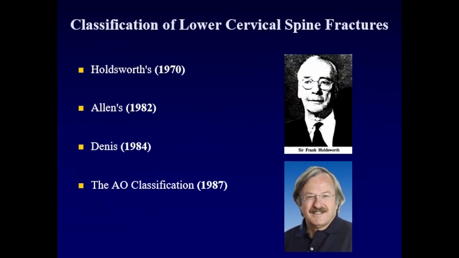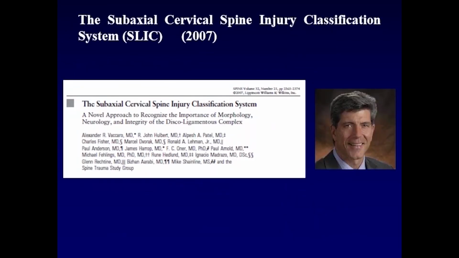Lower cervical spine fractures were first classified by Holdsworth in 1970, and there were several classifications along the years, including Allen's in 1982, Dennis in 1984, and Magerl with the AO classification in 1987. But finally Alexander Vaccaro and his study group published in 2007 the Subaxial Cervical Spine Injury Classification System, otherwise called SLIC.